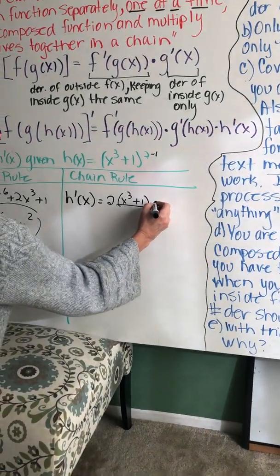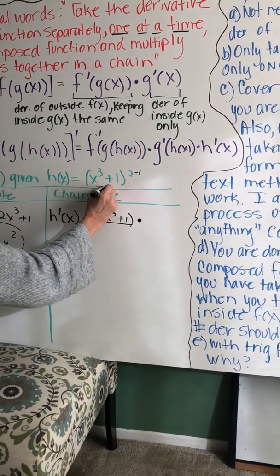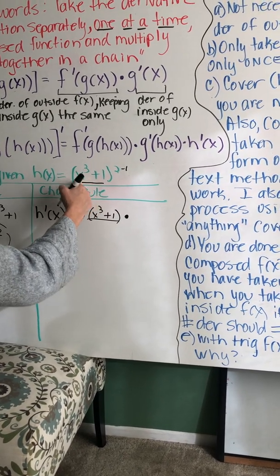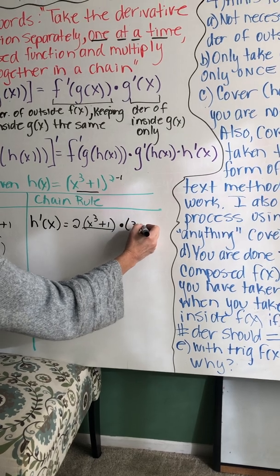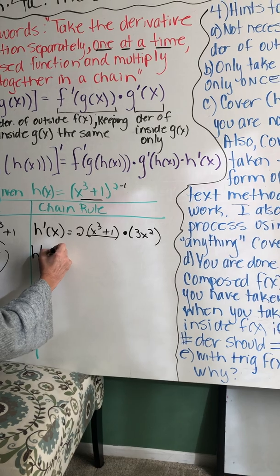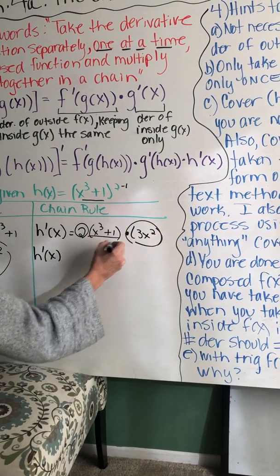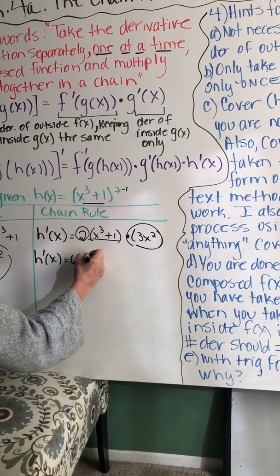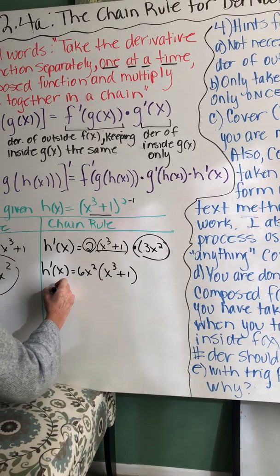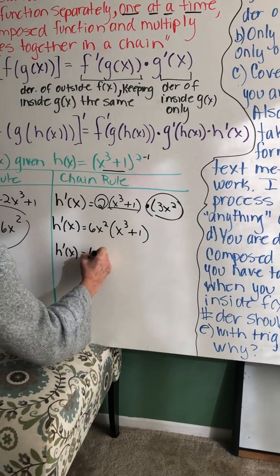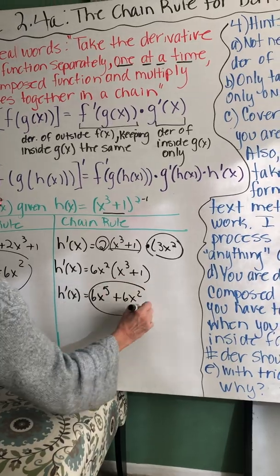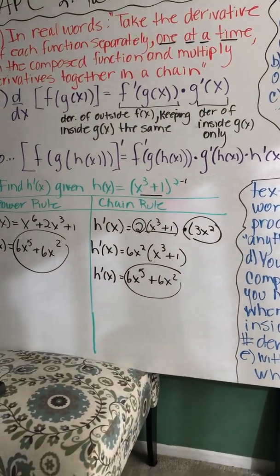Now, let's multiply. We haven't yet taken the derivative of the cubic function. Let's go ahead and do that by using the power rule. That would be 3x squared. There we go. Let's clean this up a little bit. 2 times 3x squared is 6x squared. Multiply by x cubed plus 1. Let's go ahead and distribute. Notice we get 6x to the 5th plus 6x squared. We get the same answer we did with the power rule.